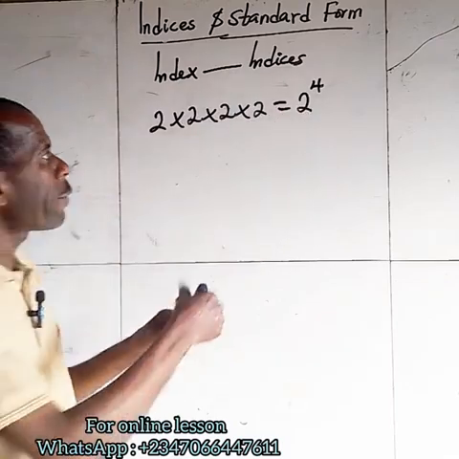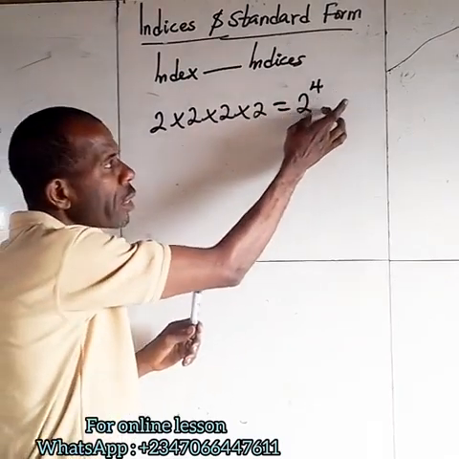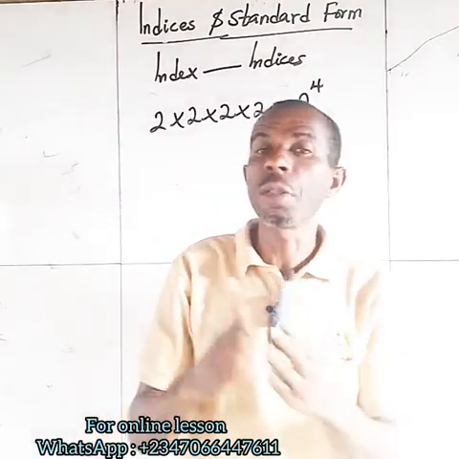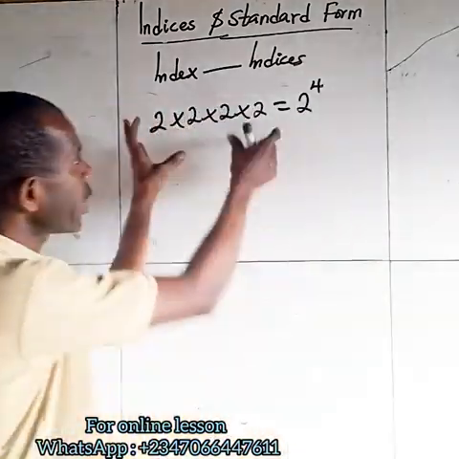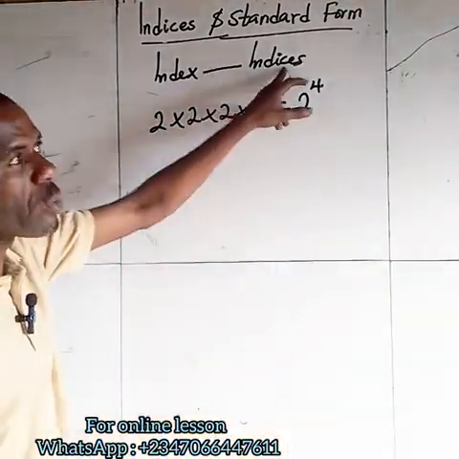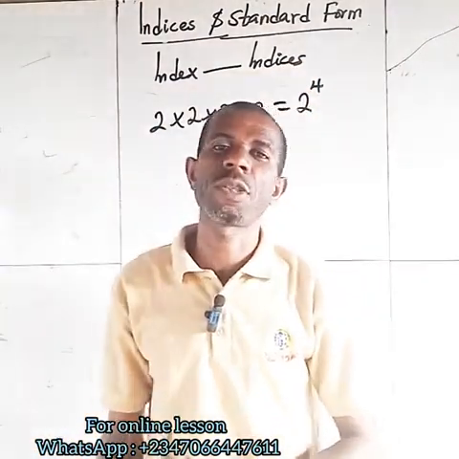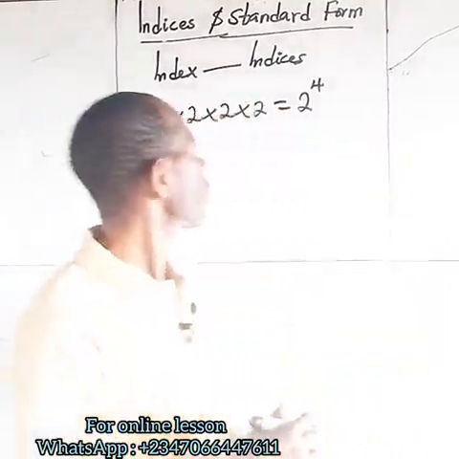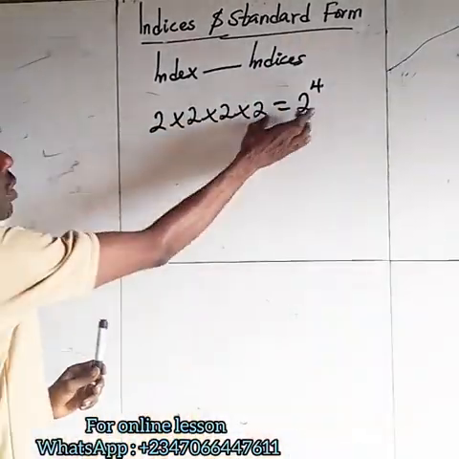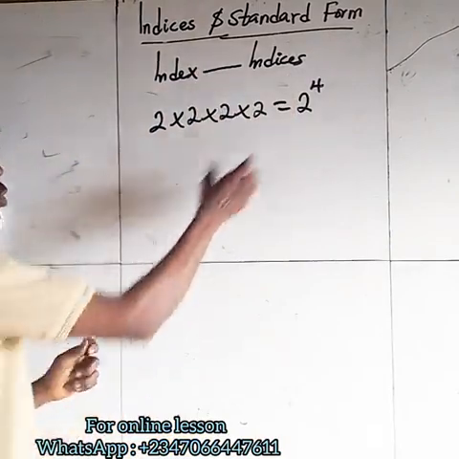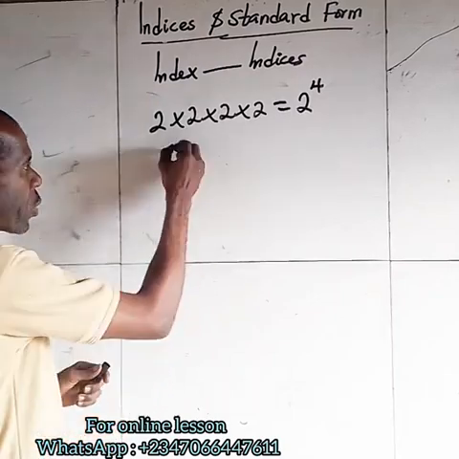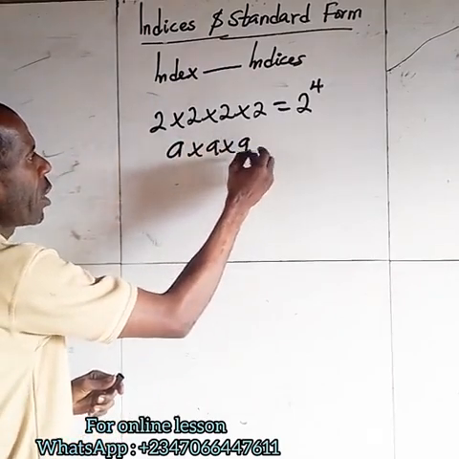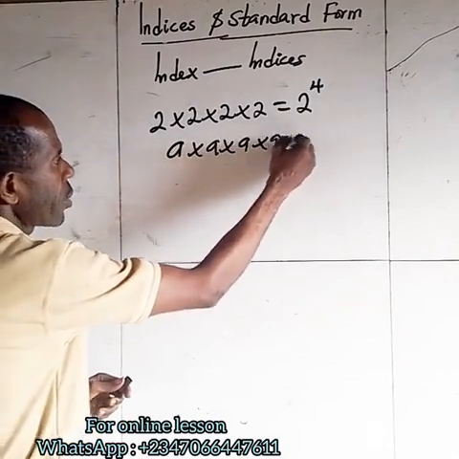Now, when I have more than one of these, or sometimes different variables or numbers involved in an expression like this, it becomes indices. So that's where index and indices are related. Good. Now, this index is not limited to just numbers. We can also have a variable, have a times a times a, then times a times a.